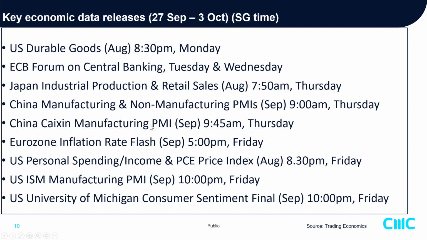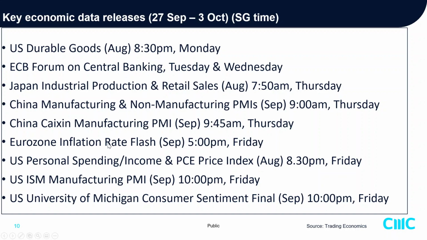Then you have the Caixin manufacturing PMI, slightly different from the official one because Caixin consists of a survey that involves more SMEs rather than state-owned enterprises. So that's the main difference. That's out at 9:45 a.m. on Thursday. So that's the manufacturing PMI for China.